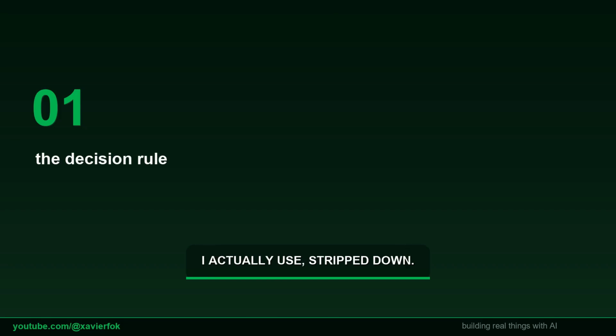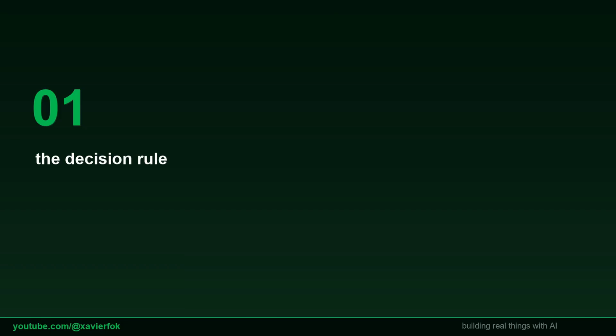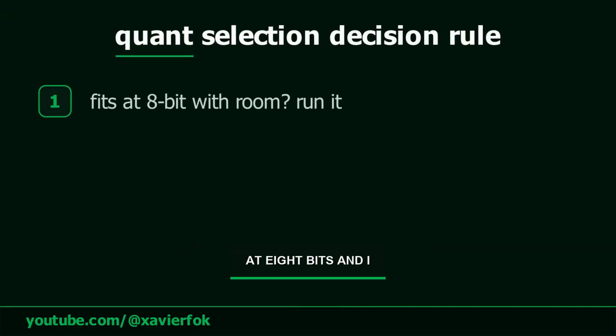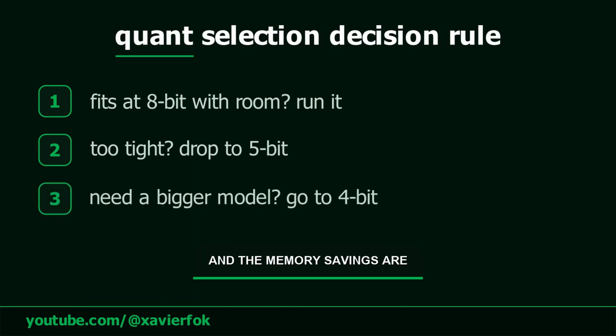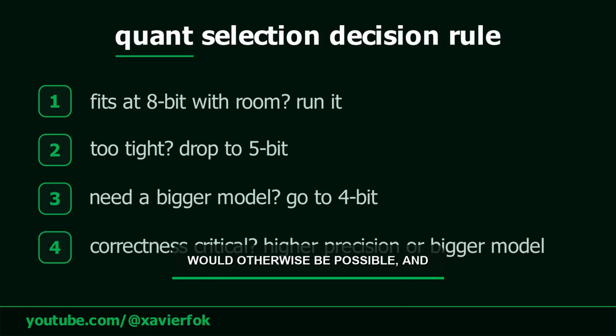Here is the decision rule I actually use, stripped down. If the model fits comfortably at 8 bits and I still have room for the rest of the work, I run 8 bits and stop thinking about it. If 8 bits is too tight, I drop to 5 bits, which is my default workhorse, because the quality loss is small and the memory savings are real. I only go to 4 bits when I need to fit a bigger model than would otherwise be possible, and I accept that the hard tasks will get a little weaker.